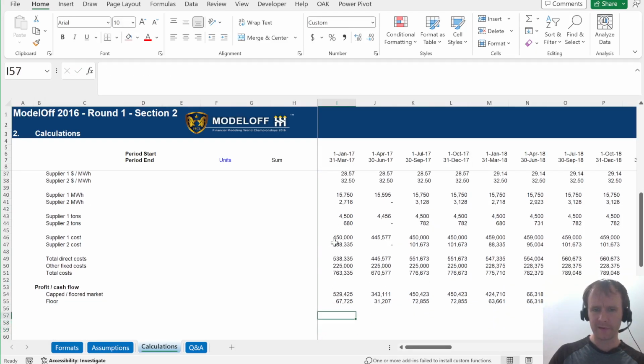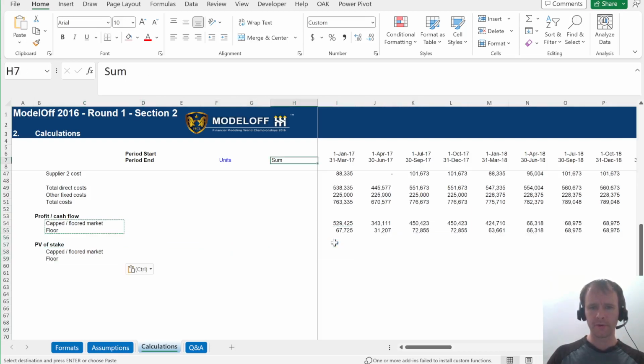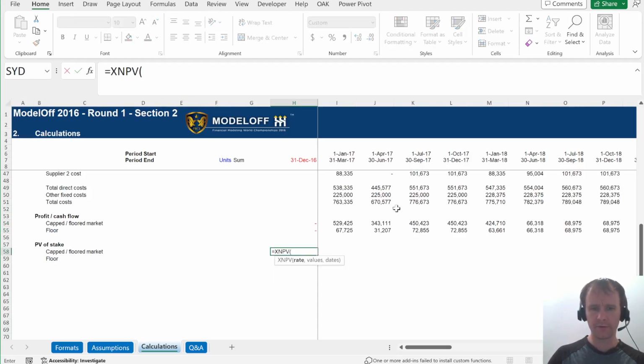Okay, and then we're going to want to discount those. So EV of stake. So we're interested in a 20% stake. So we're going to need to have that out of the way. This minus 1, because we need to discount back to the 31st of December 2016. So we need that in there as well. And I guess we might need zeros. I can never remember if you need zeros or not. So then we're going to say XNPV.